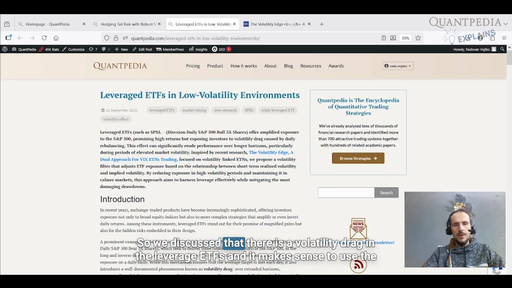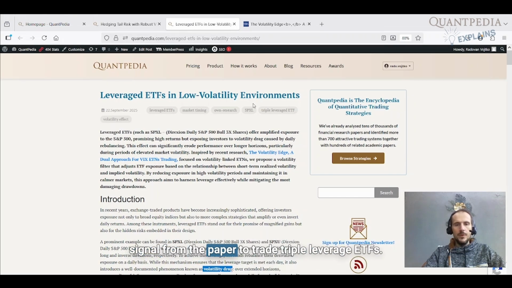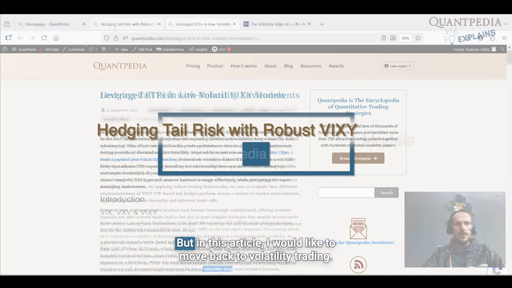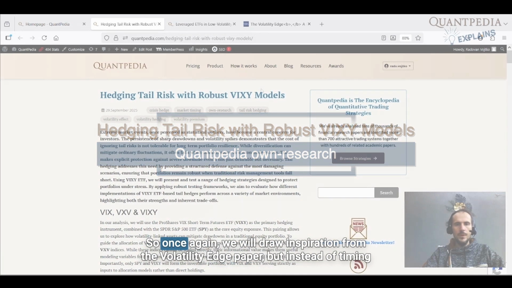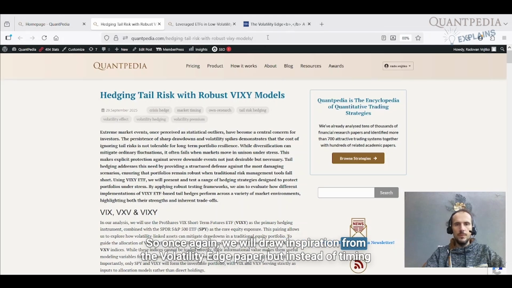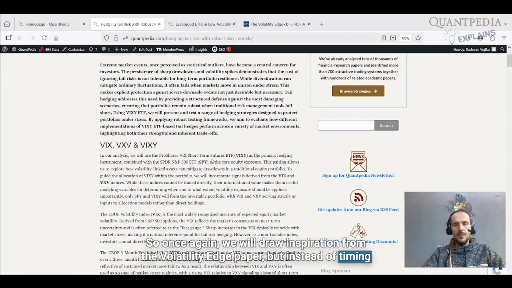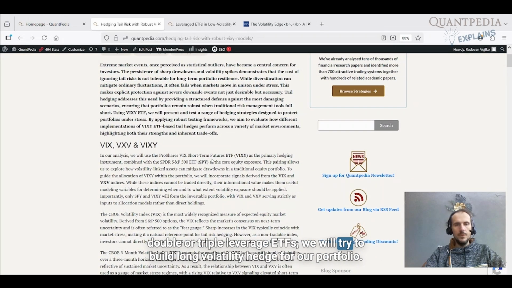So we discussed that there is a volatility drag in the leverage ETFs and it makes sense to use the signal from the paper to trade triple leverage ETFs. But in this article, I would like to move back to volatility trading. So once again, we will draw inspiration from the volatility edge paper. But instead of timing double or triple leverage ETFs, we will try to build a long volatility hedge for our portfolio.